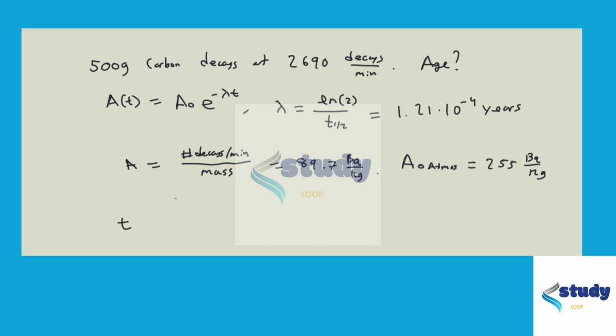So solving for t by taking the natural log of both sides after dividing by A naught, we find that t is equal to ln of A over A naught times 1 over lambda. And plugging in numbers for all these known quantities, we find a value of 8640 years for the age of our sample.